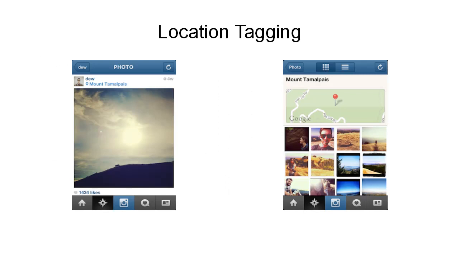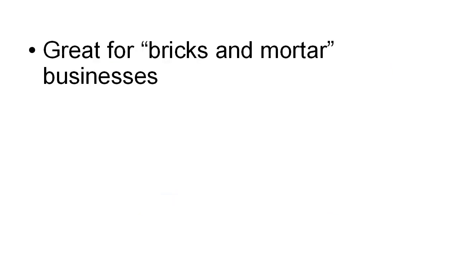Another thing that you can do using Instagram is location tagging. You can take a photo and then you can log the location where that photograph was taken, so that people can find it and they can go to the exact same spot. Now, of course, this is great for bricks and mortar businesses. So, for example, you could take a photo of a store if you run a retail store, and you can then location tag it so that people can find where that store is using their smartphones.